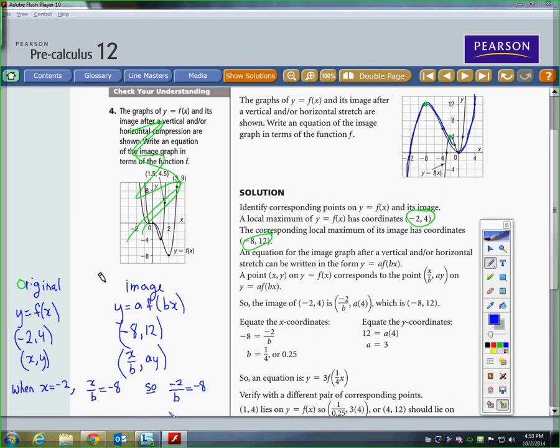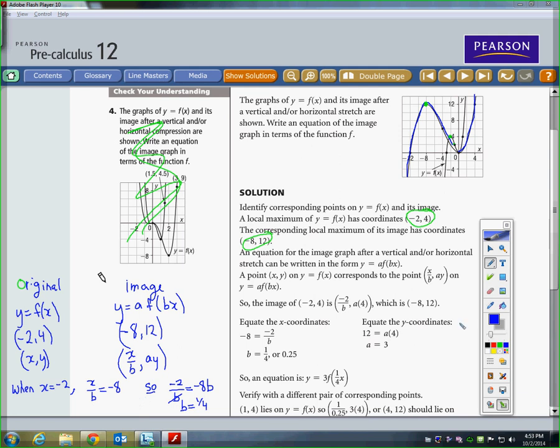Okay, I am running out of room here, so I will multiply both sides by b. So when I multiply both sides by b, I get a b on this side, and that one cancels out. And then I have to divide both sides by negative 8, so I get b is equal to negative 2 divided by negative 8, so that's a positive 1/4. Cool, I'm half done, right? So I got my b value. Now I just want to figure out what my a value is.